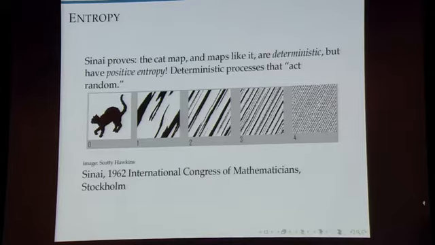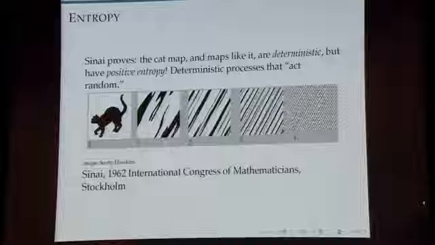So the way you should think of this is, even if you have a lot of information about where you start, that information may leak away over time, just as if it was a random walk. And this is what Sinai spoke about in Stockholm in 1962 when he spoke at the ICM.